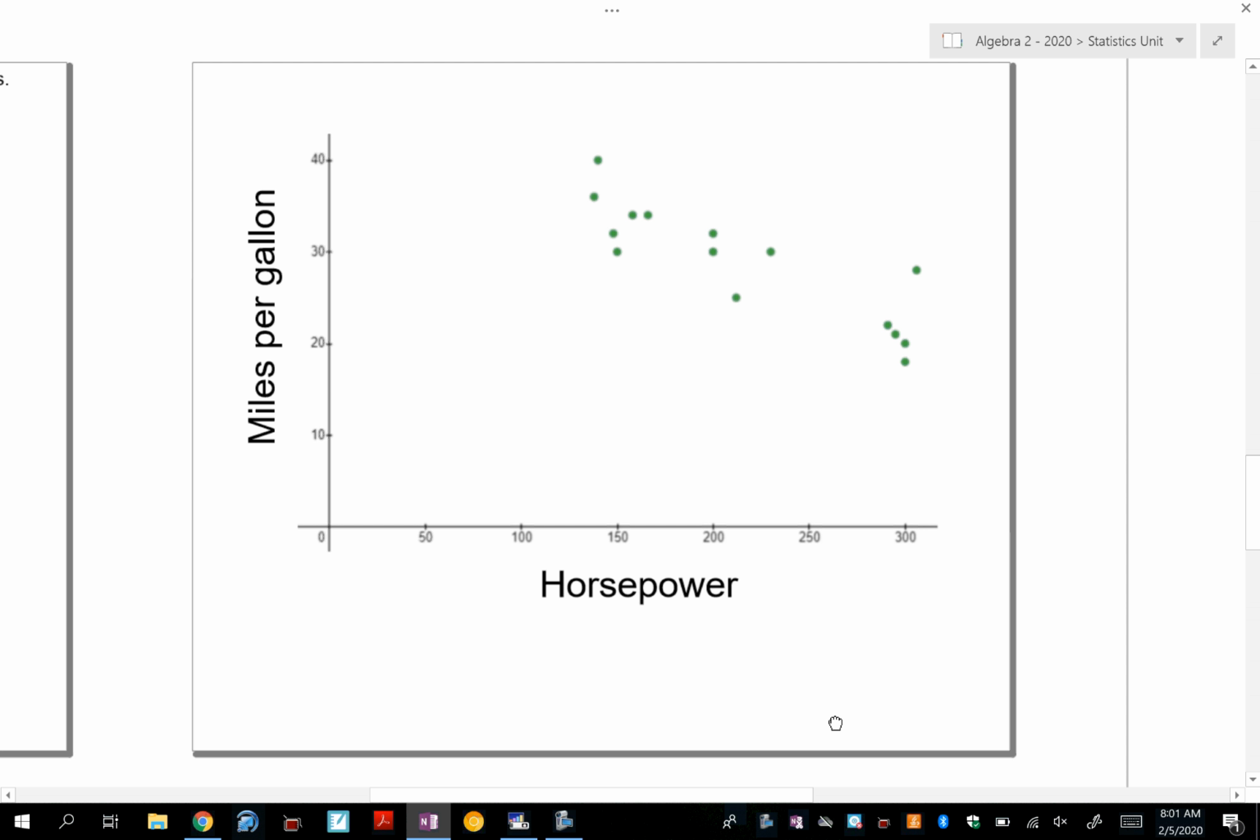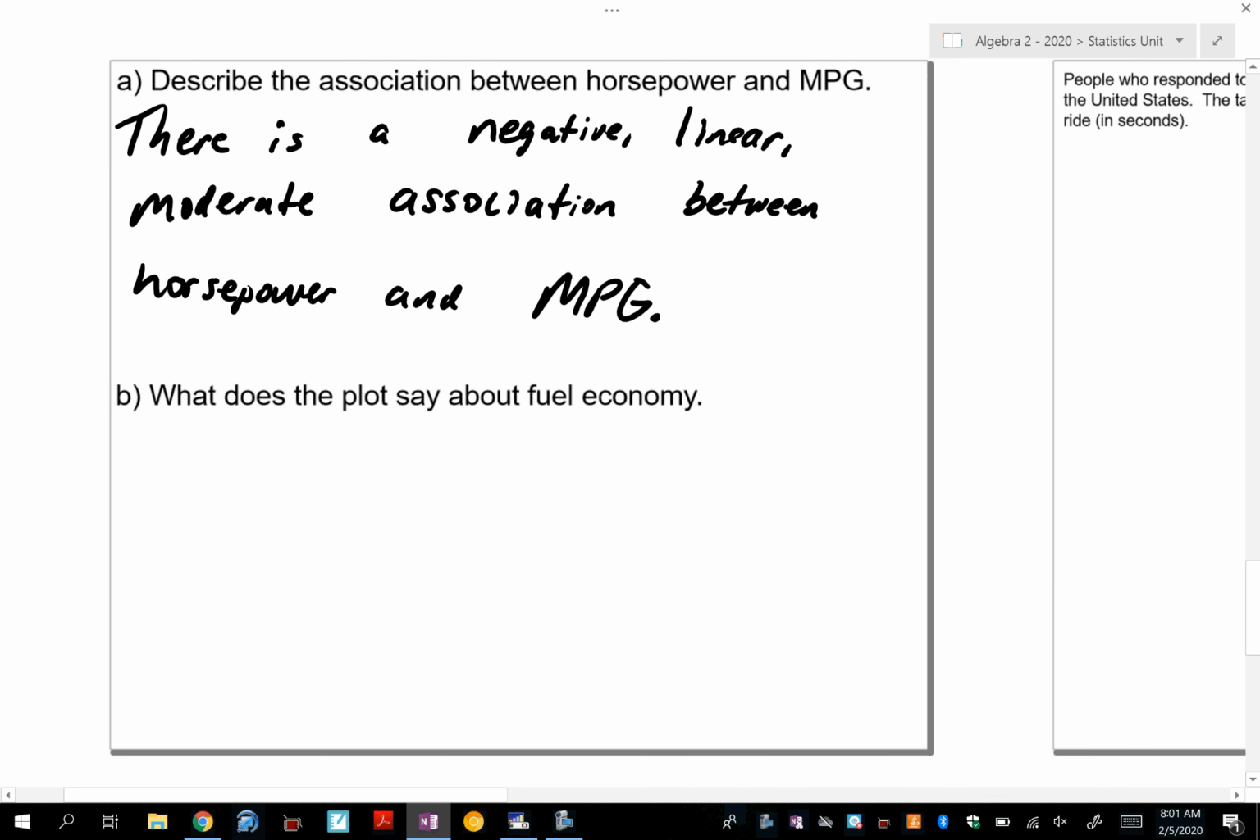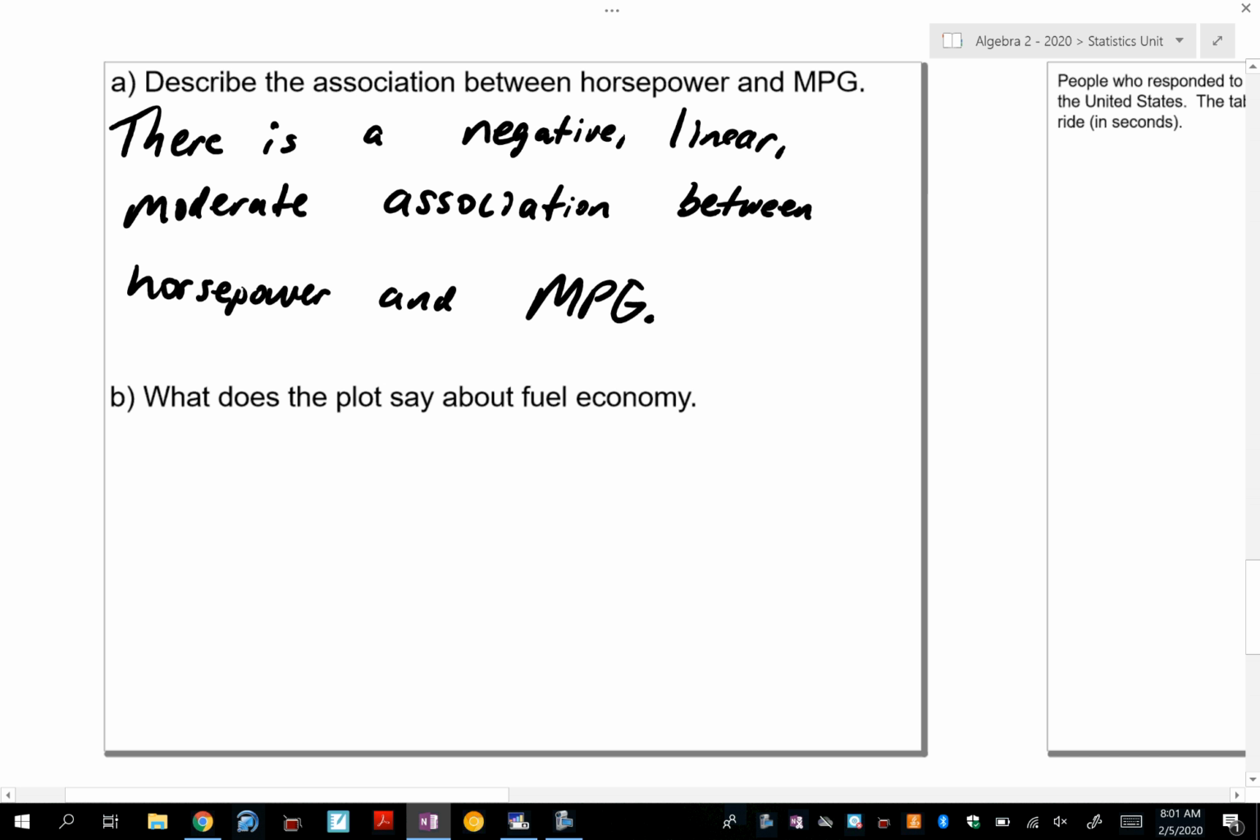Yes. The more horsepower it has, the less miles per gallon. Excellent. I agree. All right. Now, I'm going to use some stats words in there to make sure that I'm not pigeonholed or locked into that sentence, right? Because obviously there are going to be some cars where this is not true.